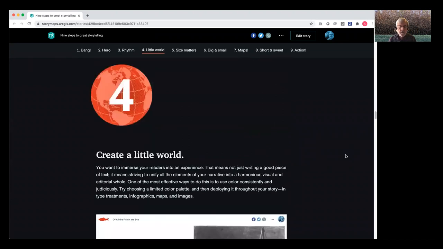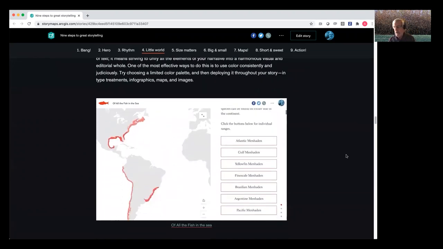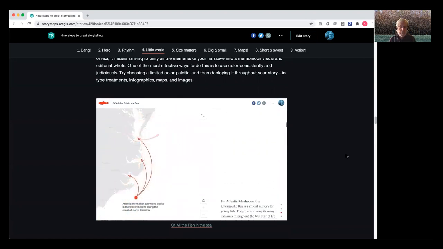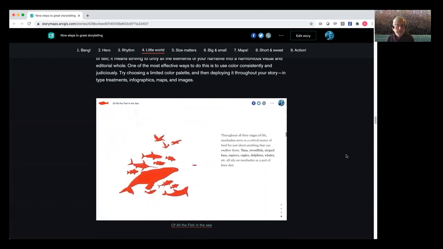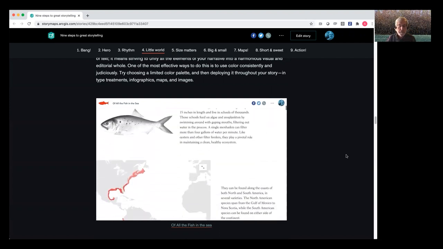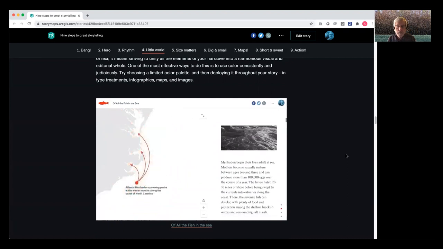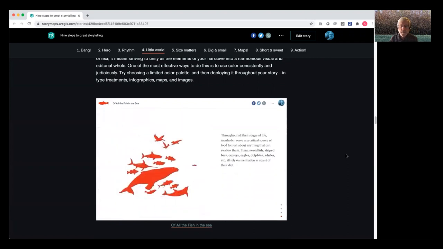Number four is create a little world. And by that, I mean, try to unify or tie together the mood and editorial focus, but also the visuals of your story into a really unified whole. Sometimes that means getting rid of things rather than adding things. So in this case, the authors of this story on Menhaden essentially got rid of the whole color palette except for black and white and a single bright red. They eliminated most labels from maps, made their graphics very simple.